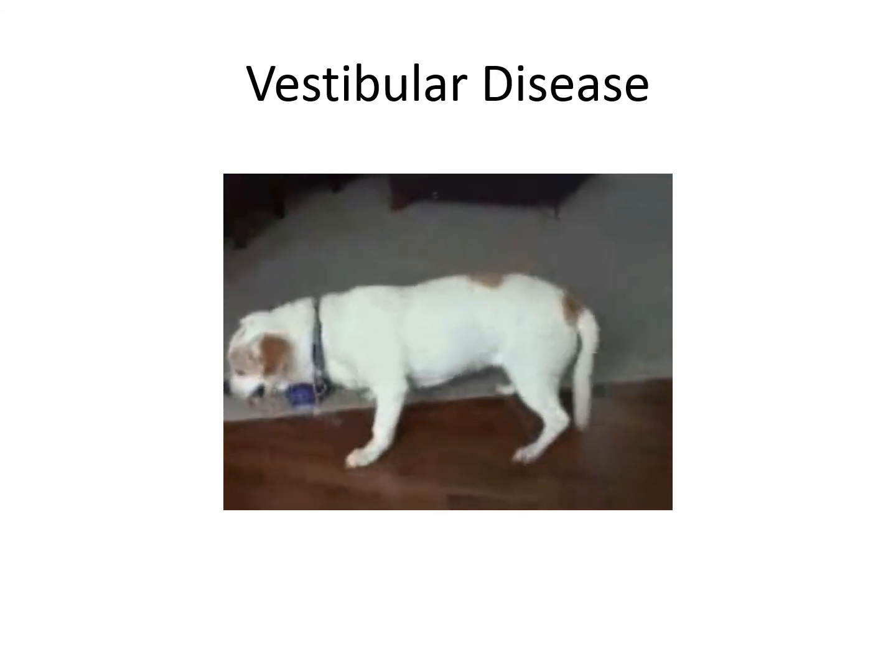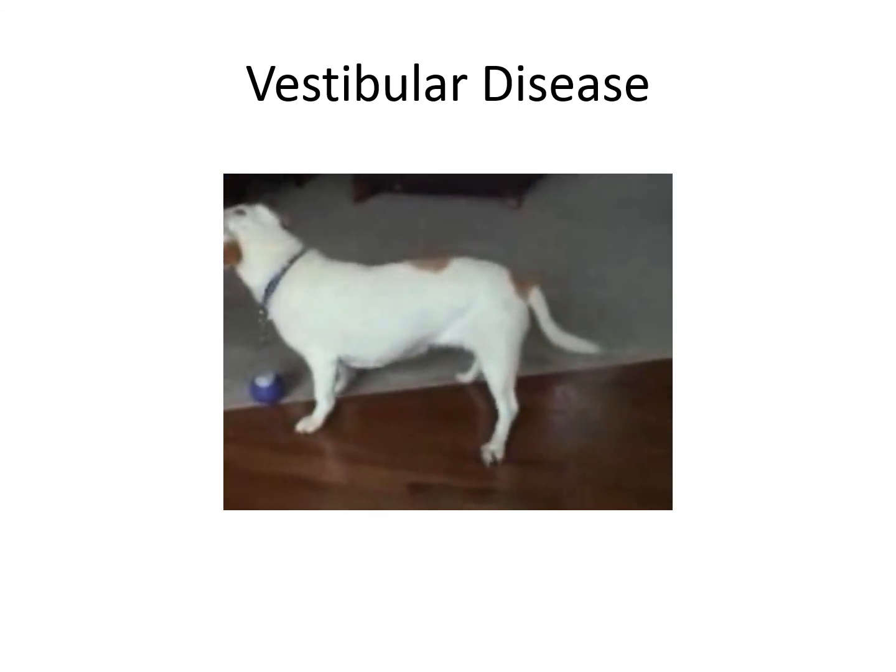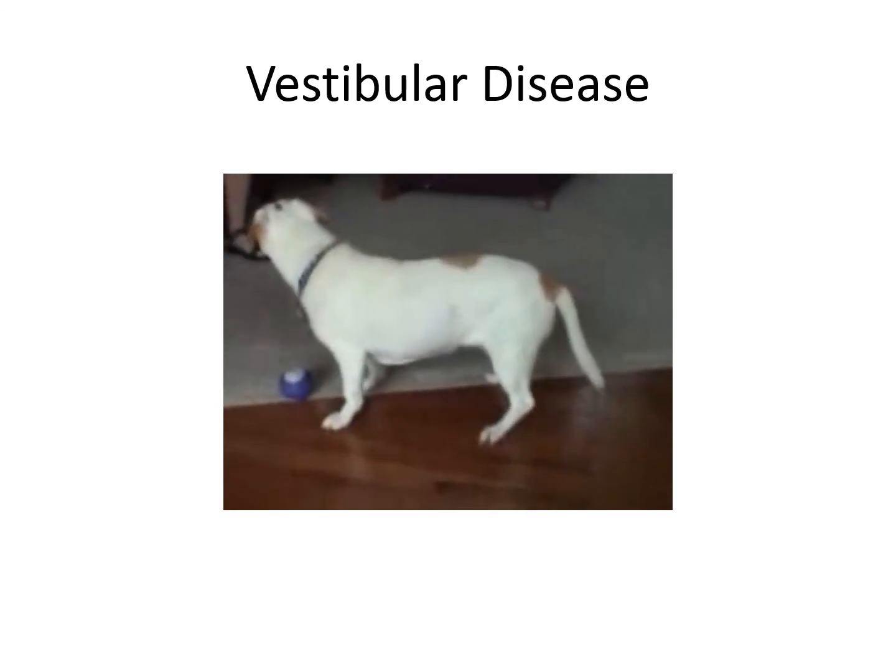The problem, which is more common in advanced age, is caused by many reasons, with infection in the inner ear being one of the most common. But the disease is usually diagnosed as idiopathic. What we see in an animal suffering from vestibular disease is, as you saw, the tilting of the head to one side and stumbling as if it is falling.